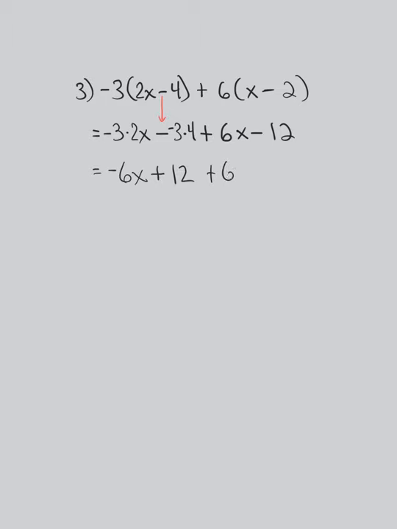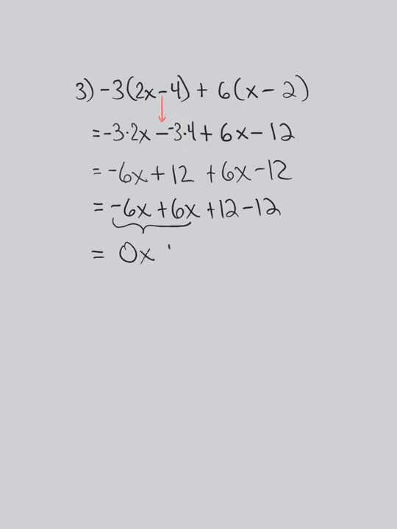I get plus 6x minus 12. And look, this is kind of interesting. You might start seeing it now. I start getting my like terms lined up: -6x plus 6x, and then plus 12 minus 12. Remember we saw this earlier. -6x plus 6x is actually 0x, and then 12 minus 12 is 0. I'm being really explicit on this one.